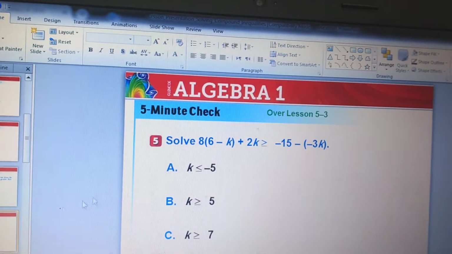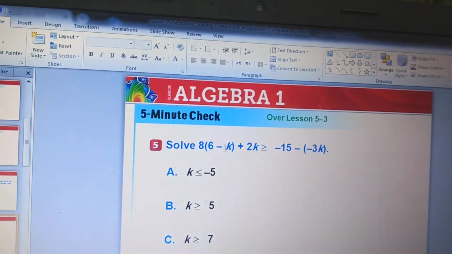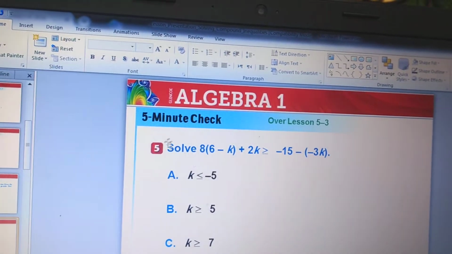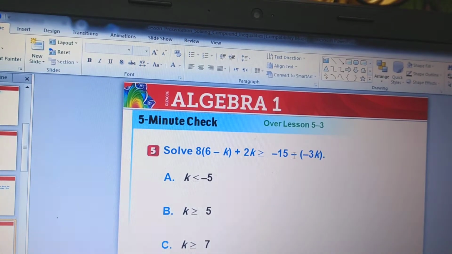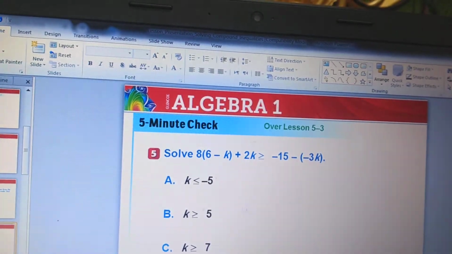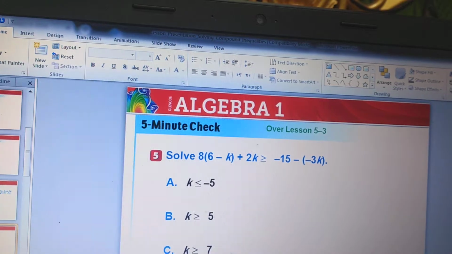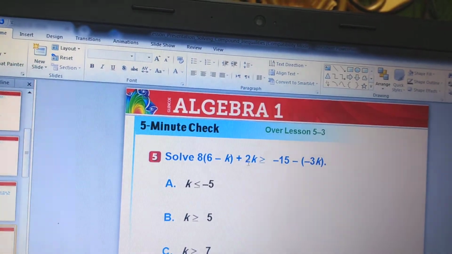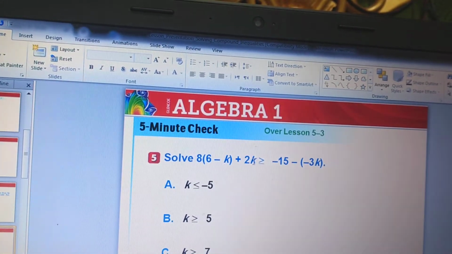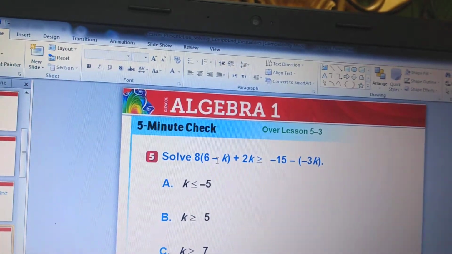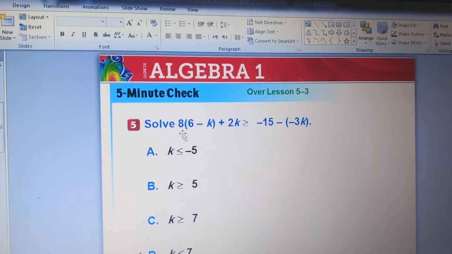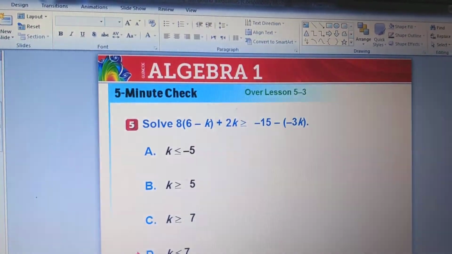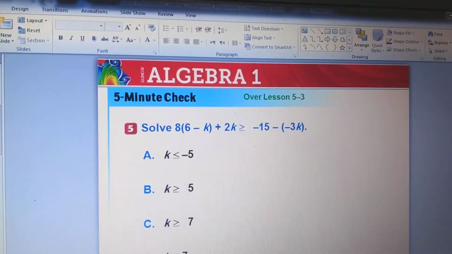Here also the same. I have brackets on both sides. Here I will multiply 8 by 6 and negative 8. And here I will multiply this negative by negative 3k. Then you complete in the same way. After you multiply, you have variable k here and variable k here. You must make simplification. And you complete, you will get k less or equal 7.